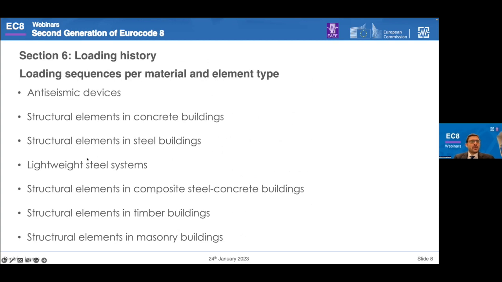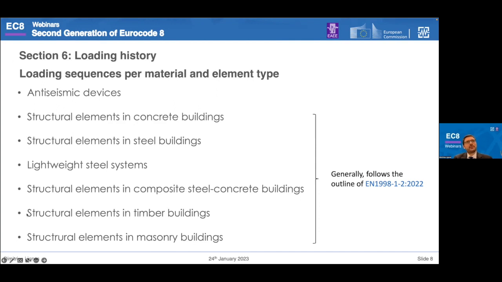Now, in section 6, essentially, it summarizes the recommended loading sequences that are categorized per material and the element type. And you see here that generally these follow the outline of the new part 1-2 in terms of materials and structural systems. Note that there is a reference to anti-seismic devices, but essentially these link to EN 15129 and EN 1337. And the primary focus is, of course, on conventional structural elements, such as the ones that essentially we saw some of the design rules for today.